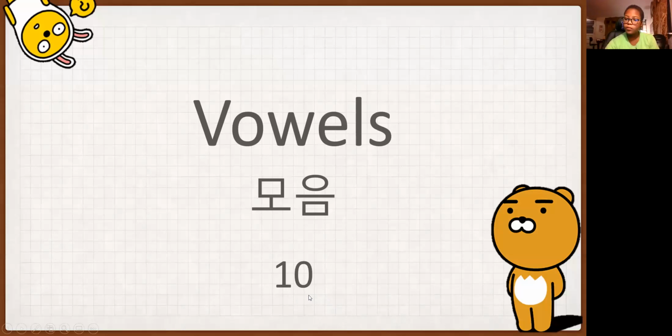There are 10 vowels in Hangul, and they're called moum in Korean. 10 vowels, moum. How do you say consonants again? Chaum. And then vowels are moum. If you see here, they're just vowels that we haven't learned yet, so we're going to go over those right now.